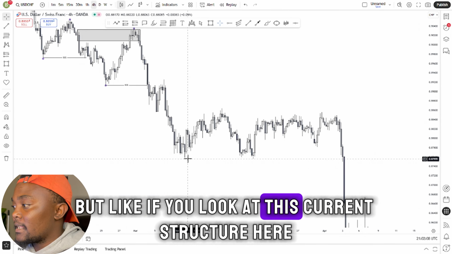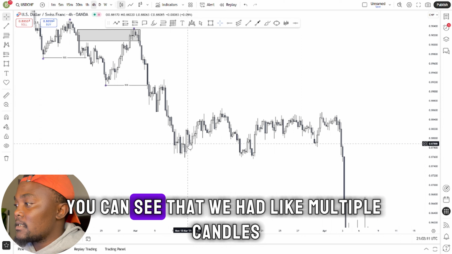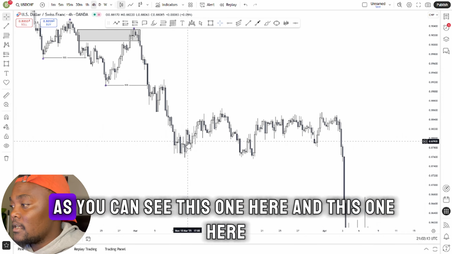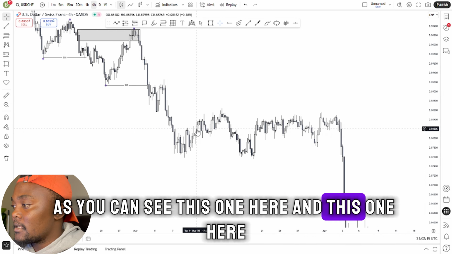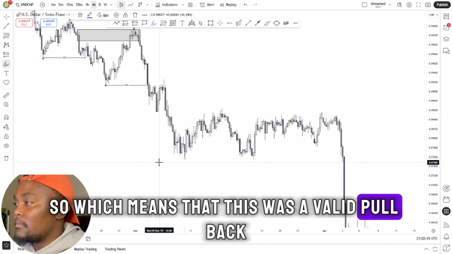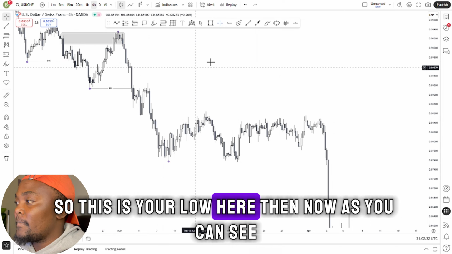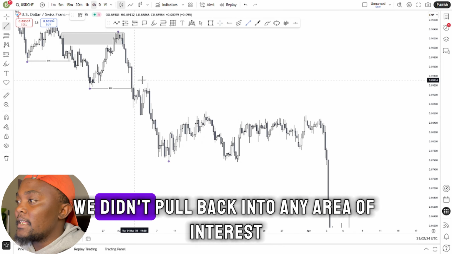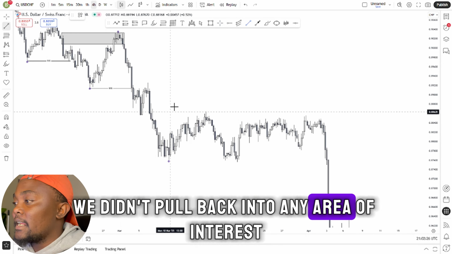But if you look at this current structure here, you can see that we had multiple candles. As you can see, this one here and this one here, this one here. Which means that this was a valid pullback. So this is your low here. Then now, as you can see, we didn't pull back into any area of interest.